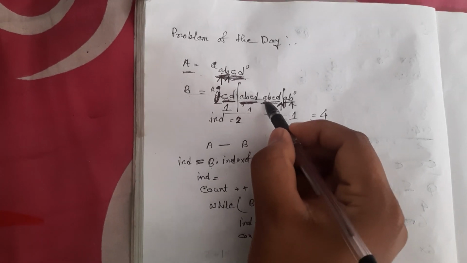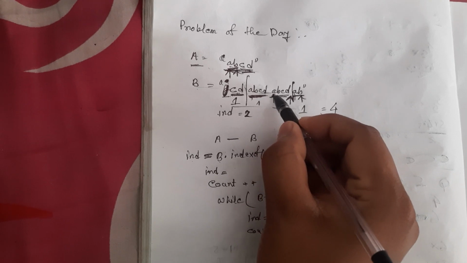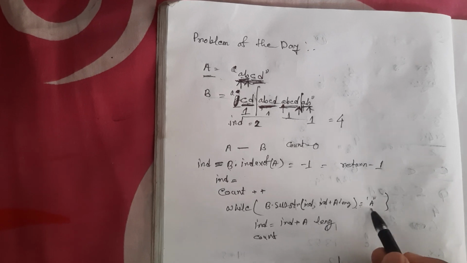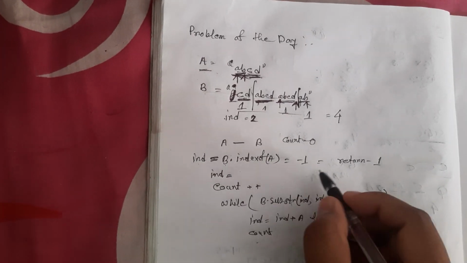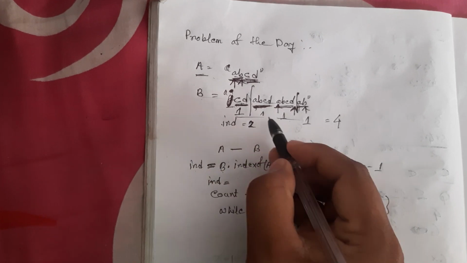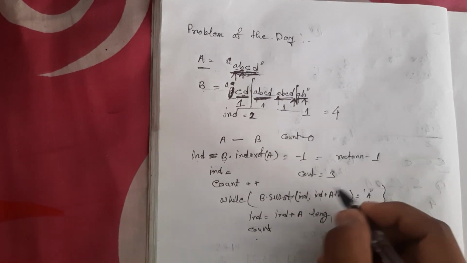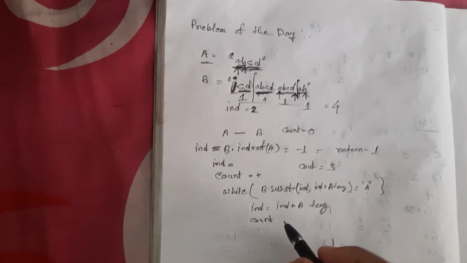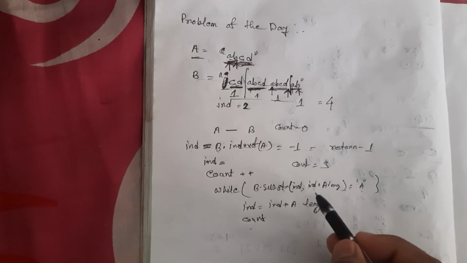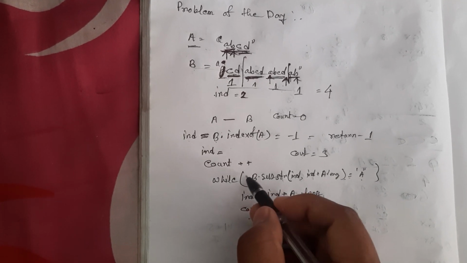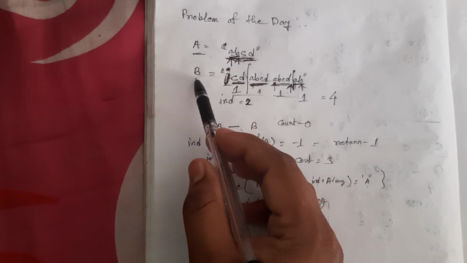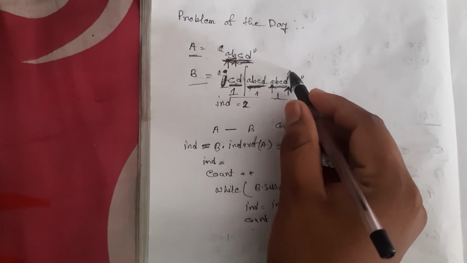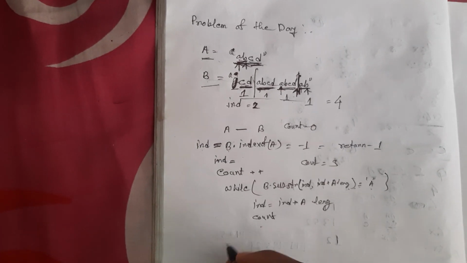So we will again come here, and in that position we are also getting one substring that is equal to a. So we'll increase the count, and now the count becomes 3. After that, here this ab is not a match, and we will get indexes out of bounds, so we need to check the bound also: index plus a dot length should be less than or equal to b dot length. After that the while loop will break.